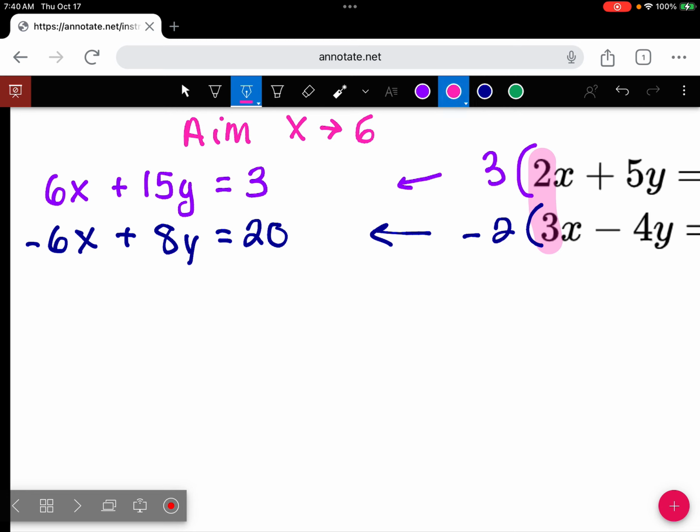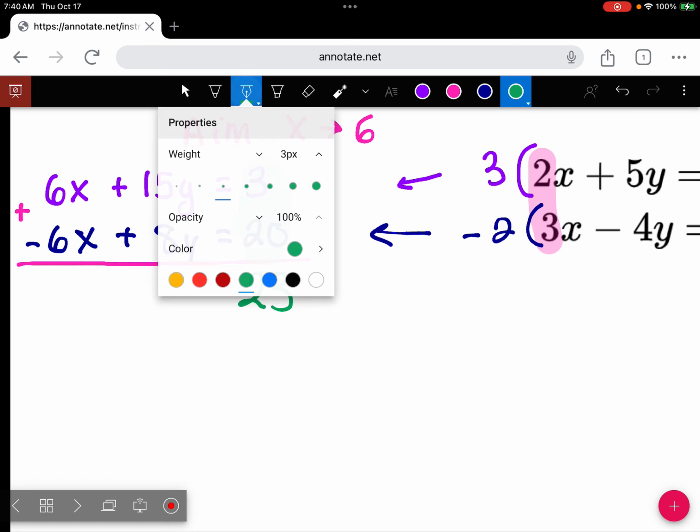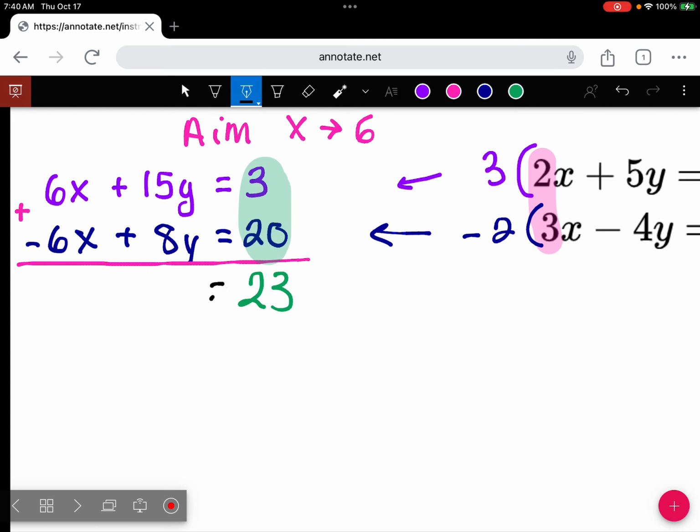So now I have my one variable that has the same number and the opposite sign. So we're ready to add these together in our old school column style. So we have 3 plus 20, giving us 23. My equal sign still right here.